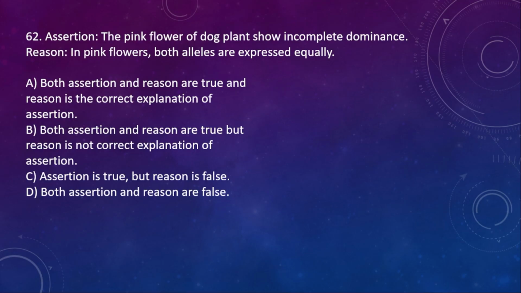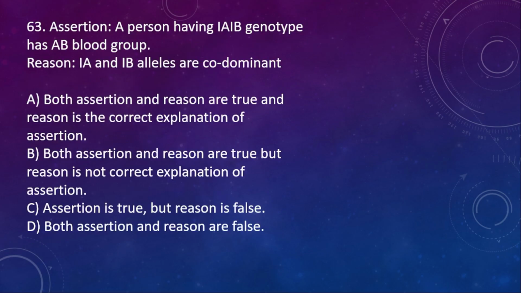Next, 62. Again one more assertion and reason type of question. Here comes. Assertion: The pink flower of dog flower plant shows incomplete dominance. Reason: In pink flower both alleles are expressed equally. So here assertion is true but reason is false. Option C.